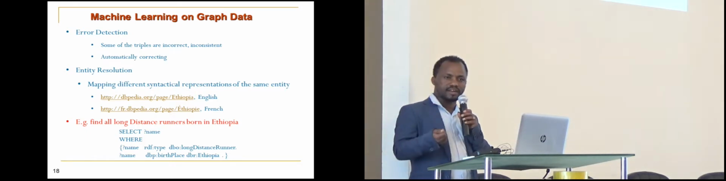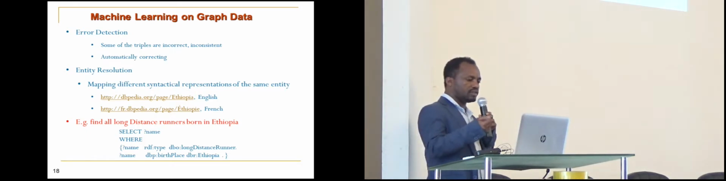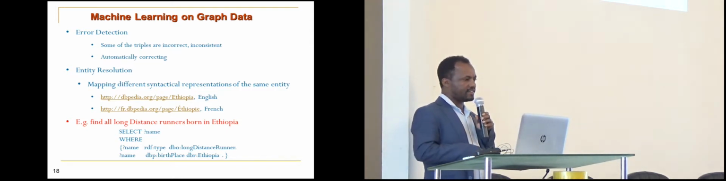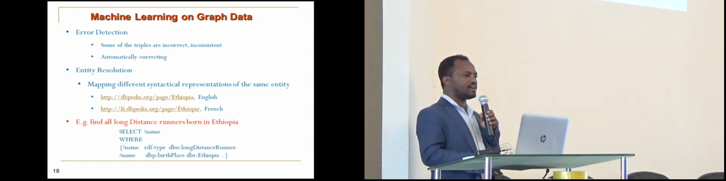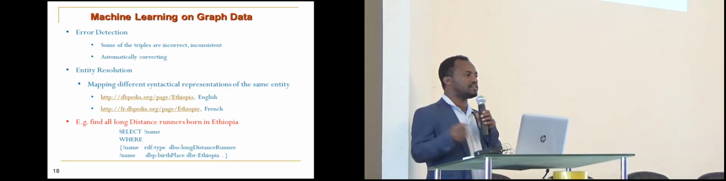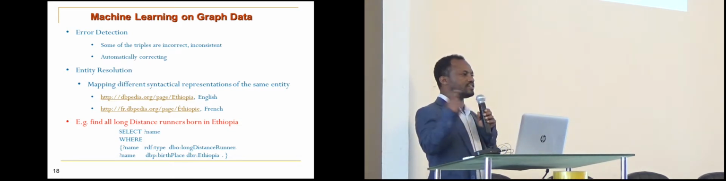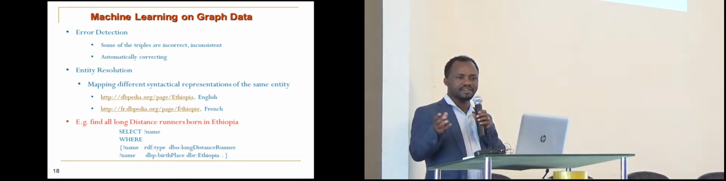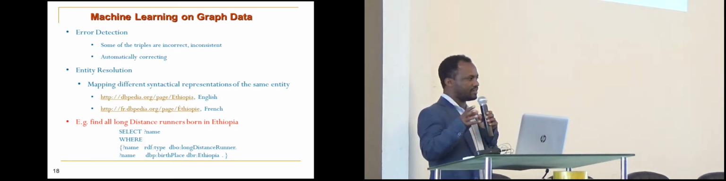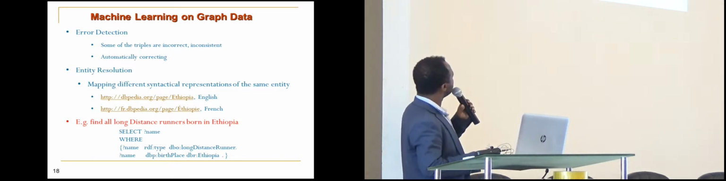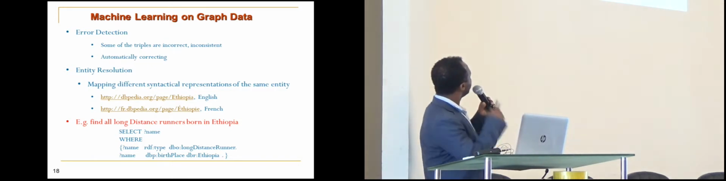So we can use machine learning to detect those inconsistencies, for example, inconsistencies like course X teaches person Y. Am I clear? Course X teaches person Y. By reasoning, we can detect that a course cannot teach a person. So by combining machine learning, we can detect errors.